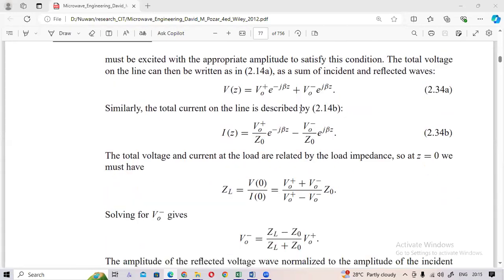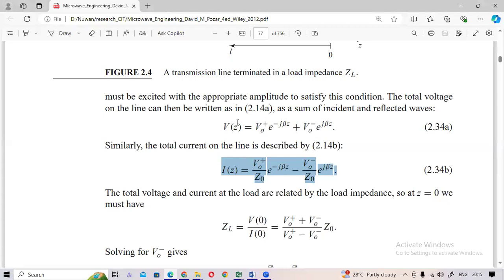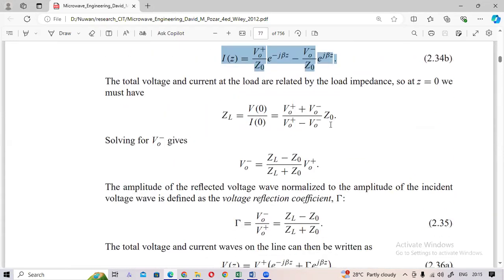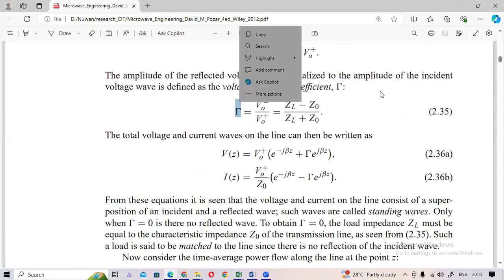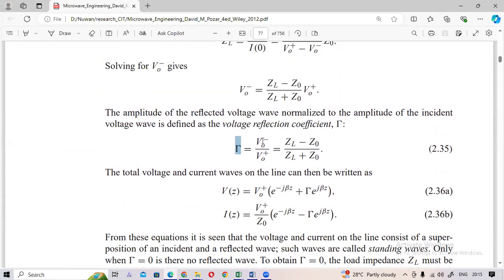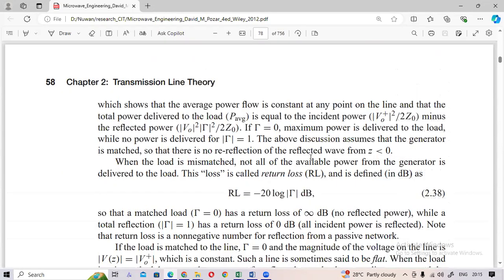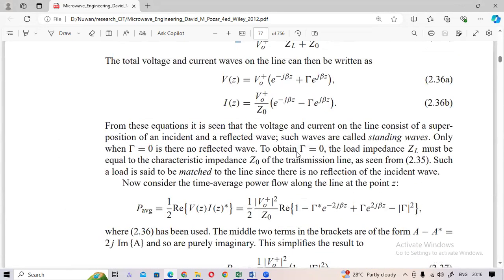Randimal, so maybe you can remember that basically we have discussed these two equations. These are the voltage and current of a transmission line along the transmission line. Then after that we have discussed this one, that is the reflection coefficients. Also with respect to reflection coefficients, we have discussed the VSWR. So maybe you can remember.